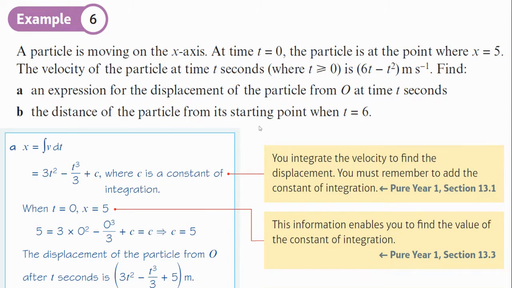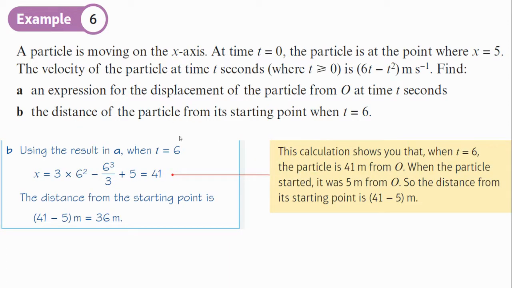Okay, so part B, the distance of the particle from the starting point. So we have got your 3t squared minus t cubed over 3 plus 5. If you put in 6 for t, you get out 41. It would be very tempting to say that's the answer, but it started at 5, which means that the distance from the starting point, the distance between 5 and 41, is 36 meters. So it's 36 meters away from where it started.